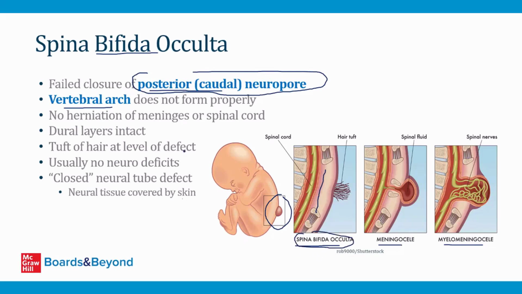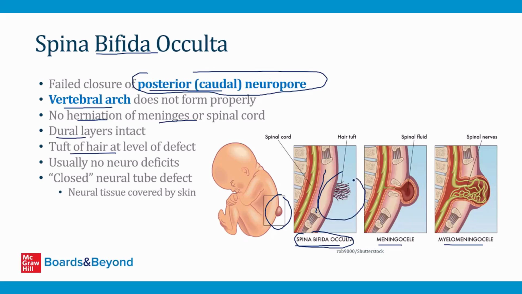Despite the absence of the vertebral arch, in spina bifida occulta, the meninges and the spinal cord stay in their normal position. They do not herniate outside of the spinal column. The dural layers remain intact, and basically, the only exterior evidence that the vertebral arch is missing is that there's usually a tuft of hair over the skin at the level of the defect, and that's what's depicted right here.